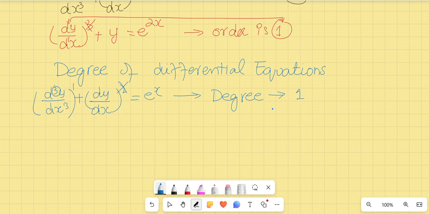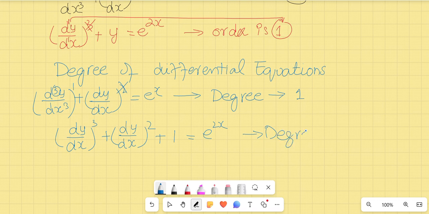All right. In another example, dy by dx raised to power 3 plus d over dx of y squared plus 1 equals e power 2x. In that case, the degree will be determined by the highest derivative, which is 1, raised to power 3. So the degree will be 3 in that case.